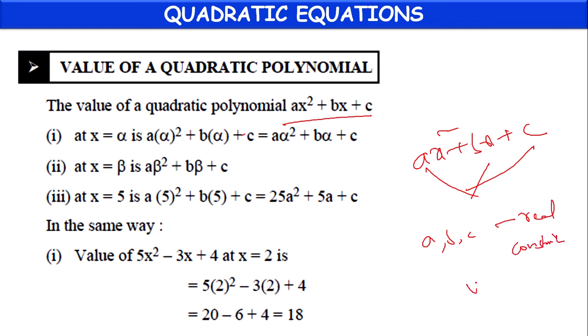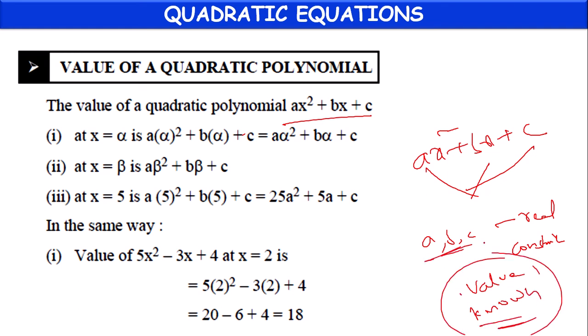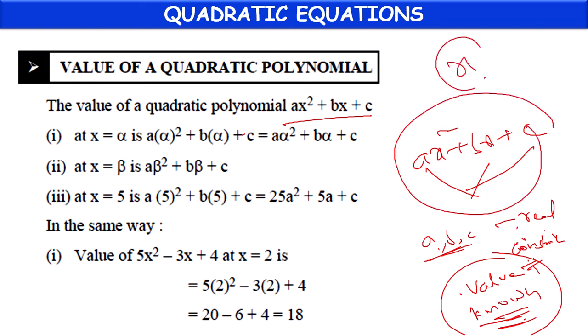Constants means whose value is already known. No need to find the value of constants again. They are called constants because their value is already known, which won't change. So which value do we have to find here? We have the variable x. Variable means whose value varies depending on the given conditions.